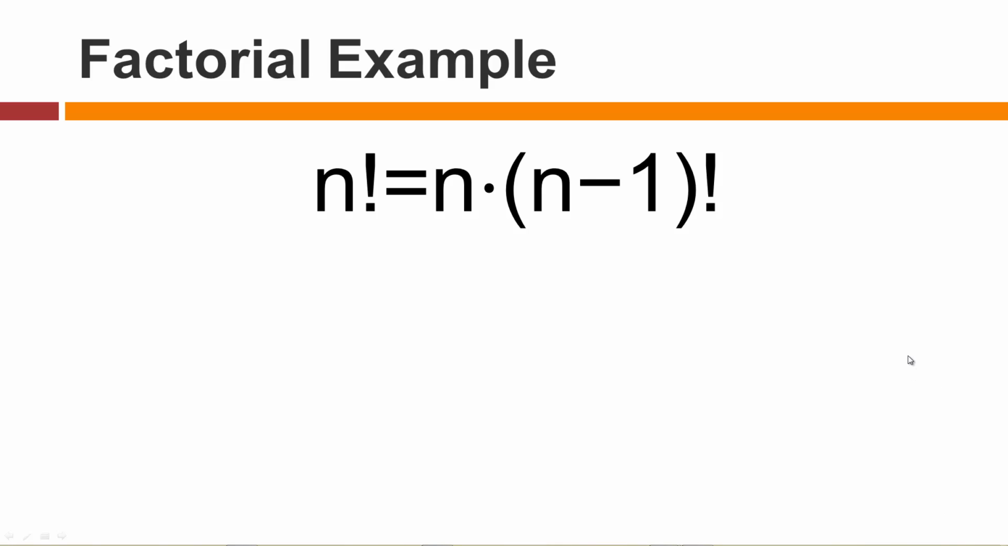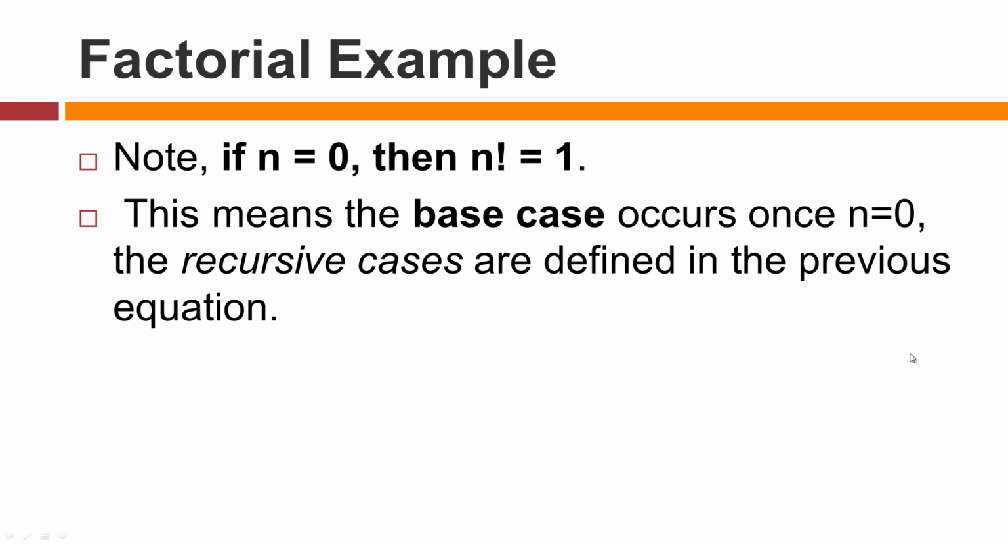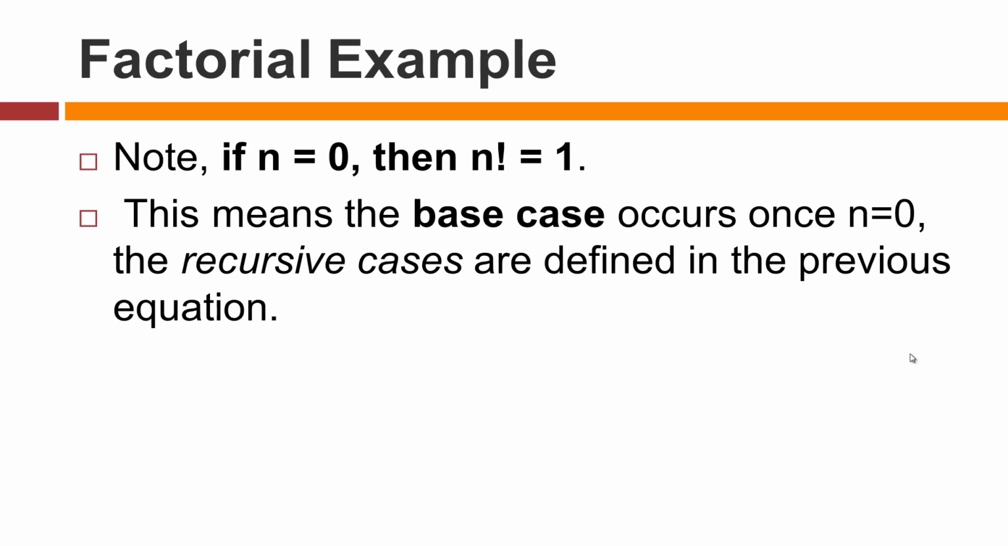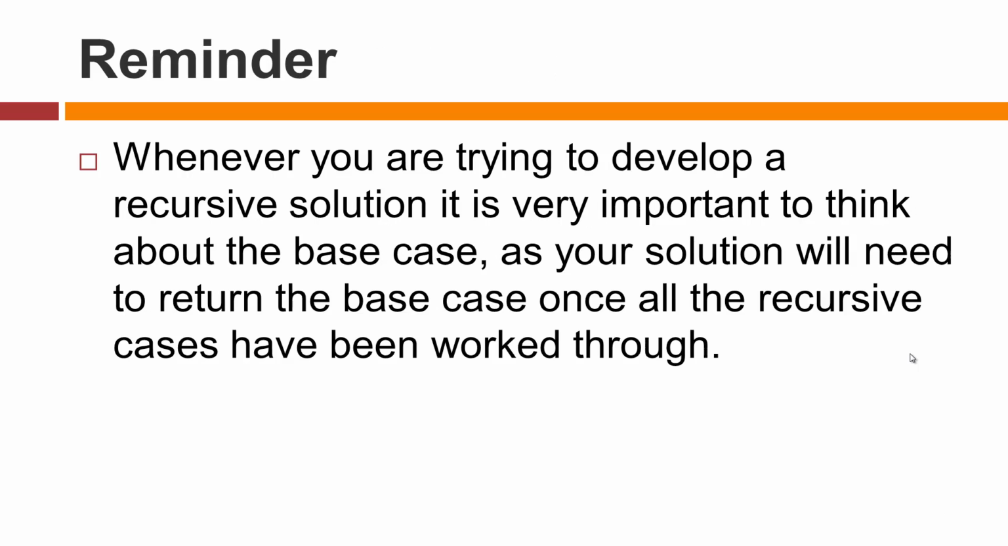Okay, so the base case is the key to understanding this. If n equals 0, then n factorial equals 1. So this means that the base case occurs when n equals 0. The recursive cases are defined in the previous equation, right here. So we have the recursive cases, and then we have our base case. And this will be clear when we actually code this out live in a Jupyter notebook. So, a quick reminder, whenever you're trying to develop a recursive solution, it's very important to think about the base case, as your solution will need to return to the base case once all the recursive cases have been worked through. So eventually, after going through every single recursion case, you'll come up to the base case.